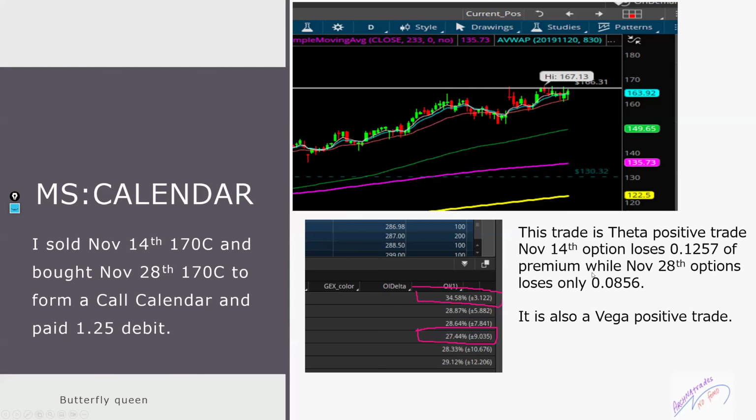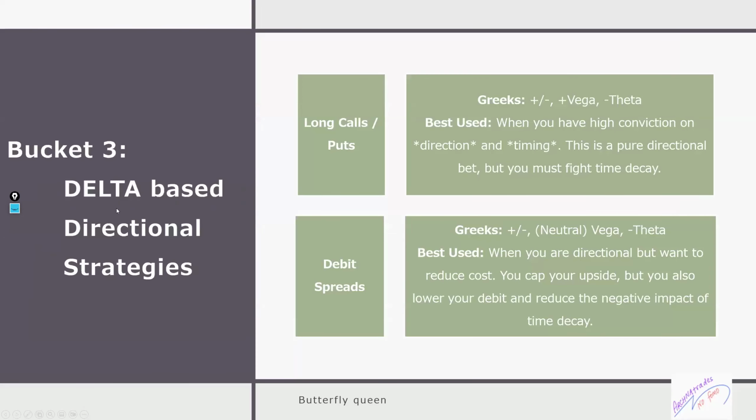Okay. So now another bucket, bucket 3, is the delta based or directional strategies, where you look at long calls, puts, and debit spreads.